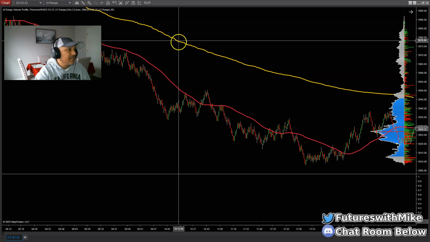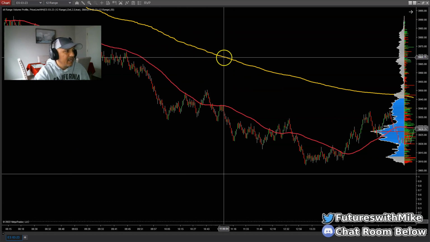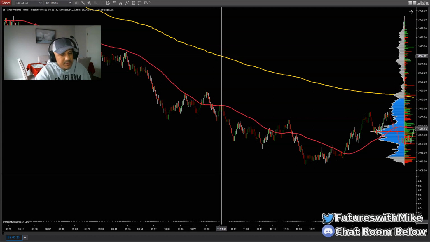Now I have this yellow line on my chart here, which is the VWAP. A lot of people ask about that. It's not a moving average, it's not an EMA or SMA. Simply, it's the VWAP, the volume weighted average price indicator. I don't place a lot of emphasis on it. I really don't use it at all in my trading. Maybe it's just some extra decor I have on my chart.